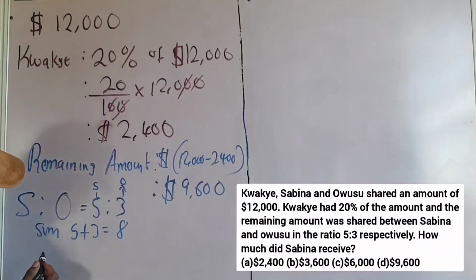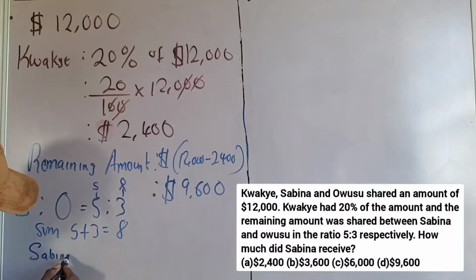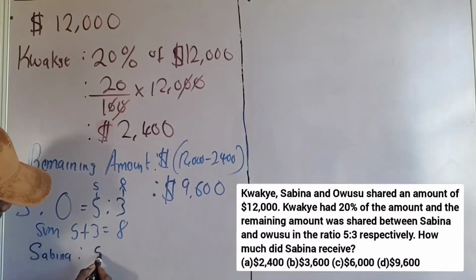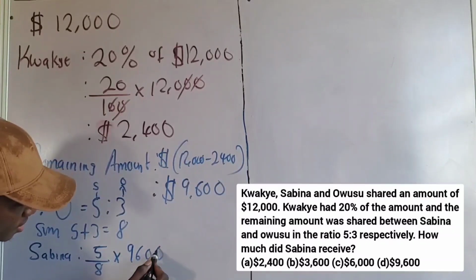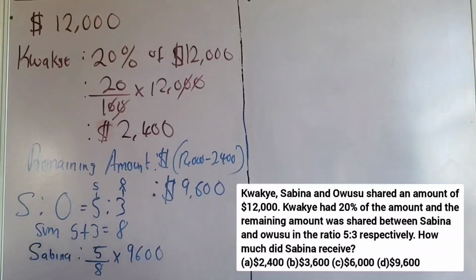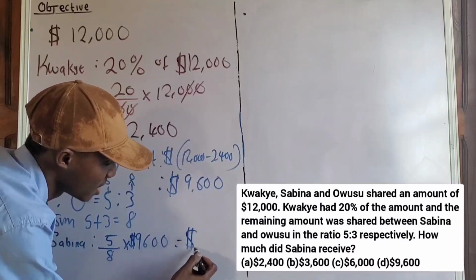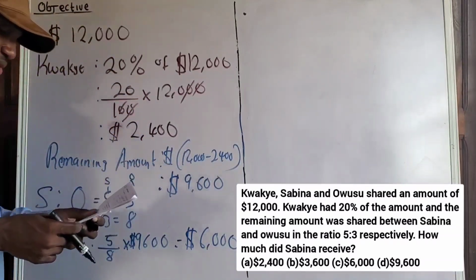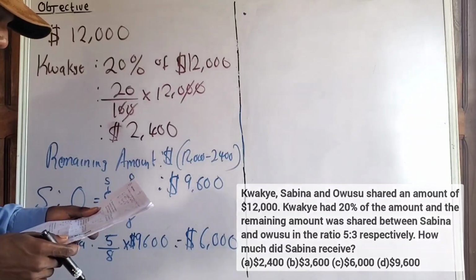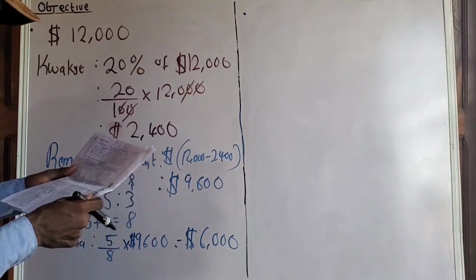Now let us proceed. The amount that Sabina received is 5 all over the total ratio multiplied by 9,600. So 5 over 8 multiplied by 9,600. That will give us $6,000. So the correct option to that question is option C. Do you understand? Now let us proceed to the next question.